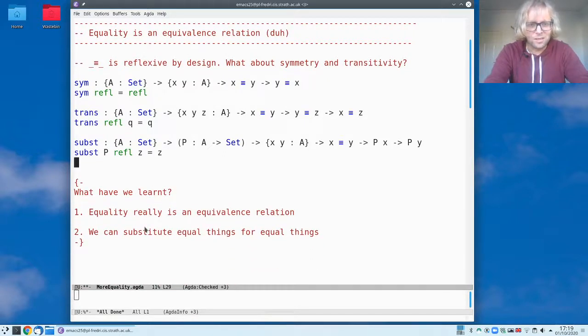So what have we learned? Well, equality really is an equivalence relation, and we are going to use these things all the time, especially symmetry. And we can substitute equal things for equal things. In the next video, we're going to look at a small case study where this is actually useful.